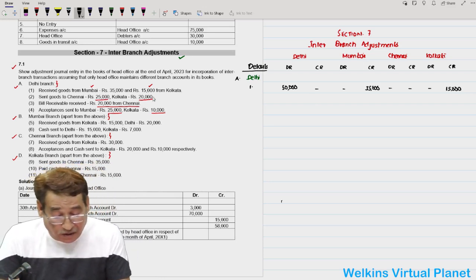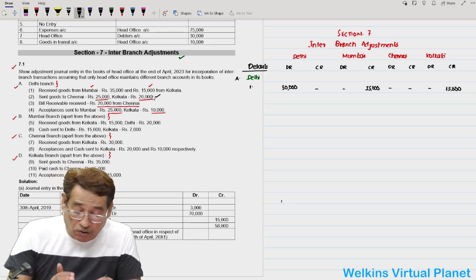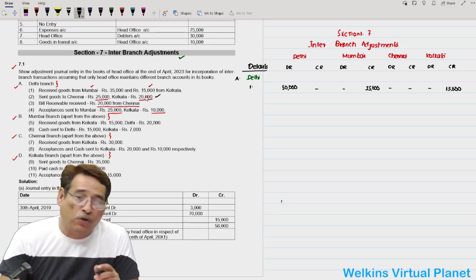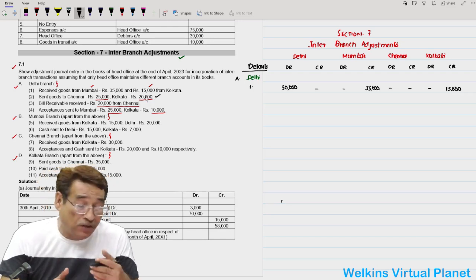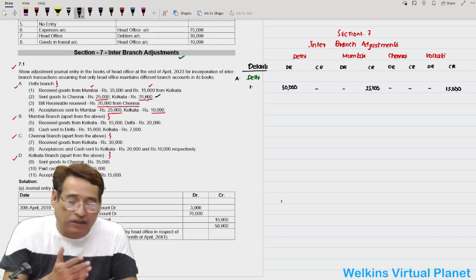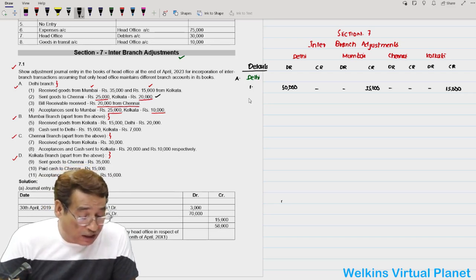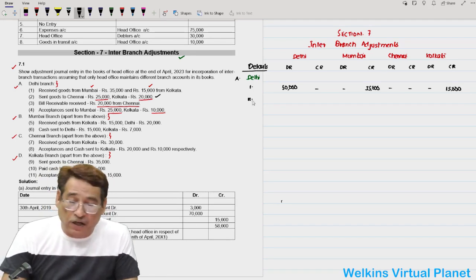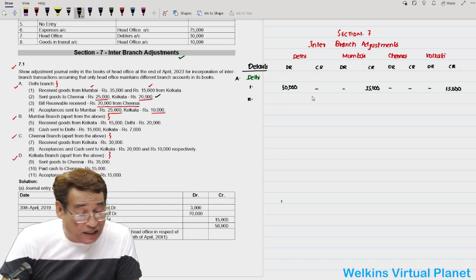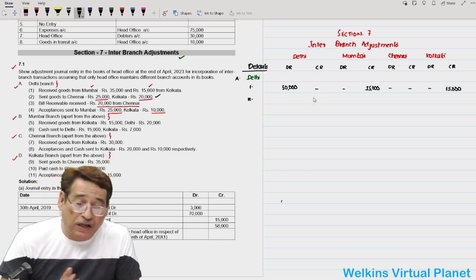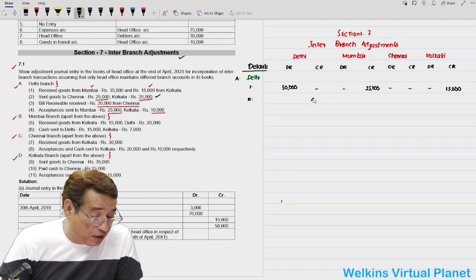Now, similarly, the next transaction is sent goods to Chennai 25 and 20. Total 45,000 worth of goods this time have been sent. Sent means supplied by Delhi head office. So, Delhi head office is sender of the goods. As far as second transaction of Delhi is concerned, now Delhi is sending the goods worth ₹45,000. So, towards the credit side of the Delhi branch, I will write here 45,000.